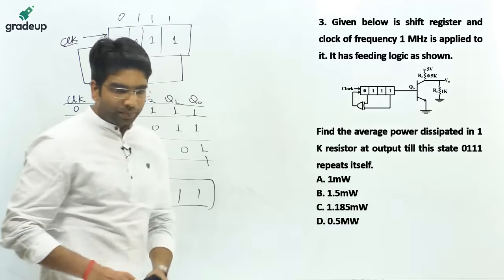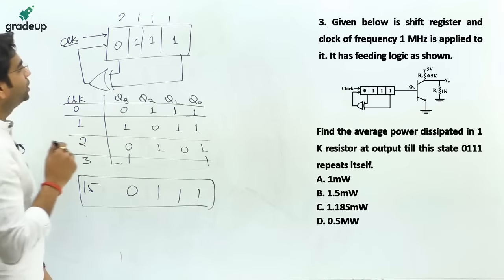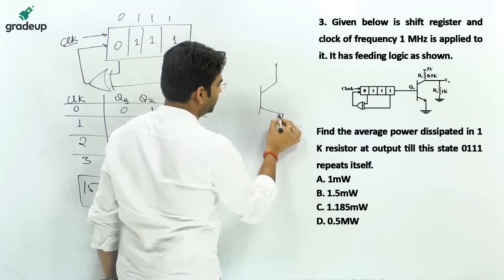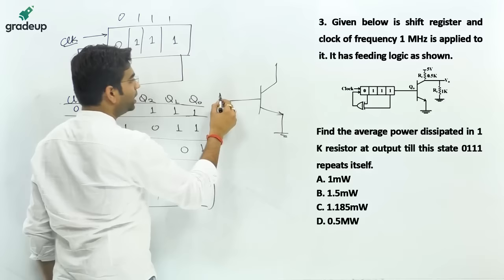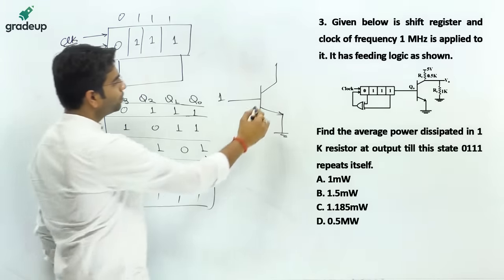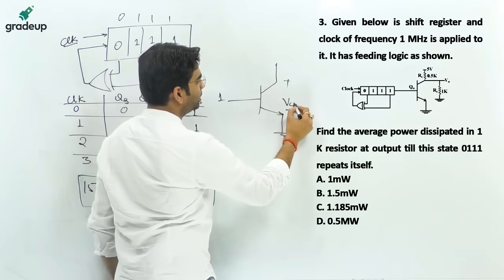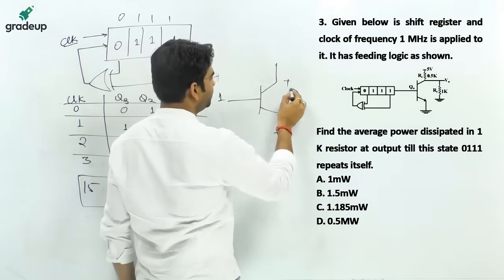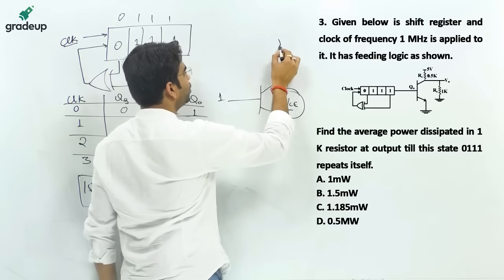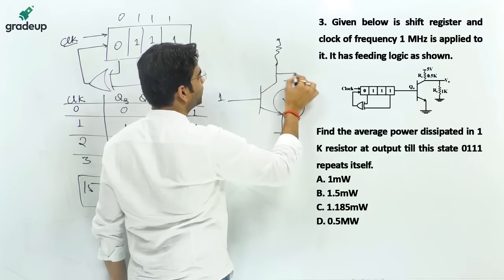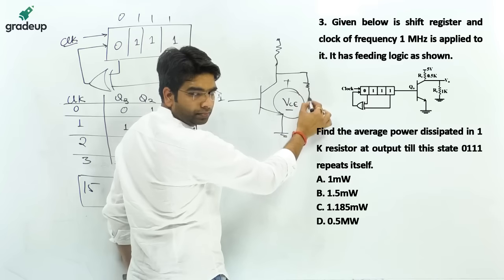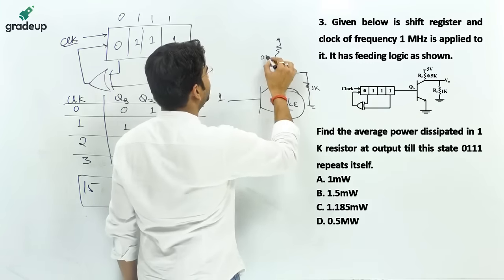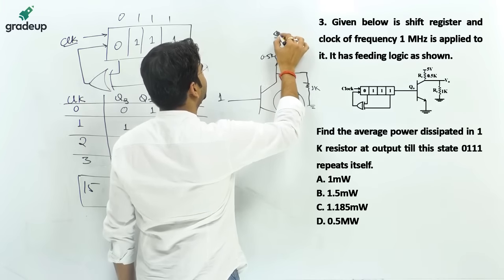Now comes the concept of BJT. What is the concept of BJT? Here it is high, so what is the value of VCE? VCE will be acting as on. Here it is a 1K resistor, here it is 0.5K and here 5 volt.